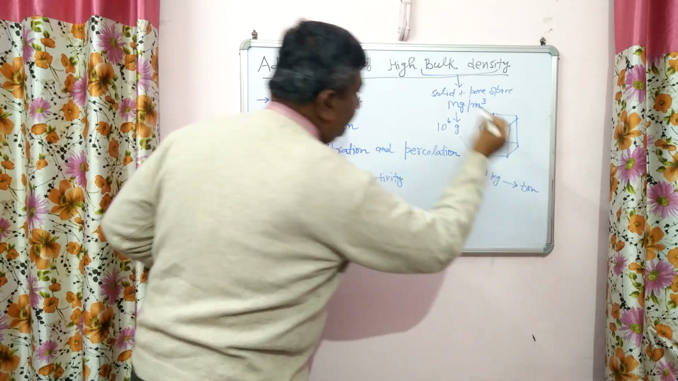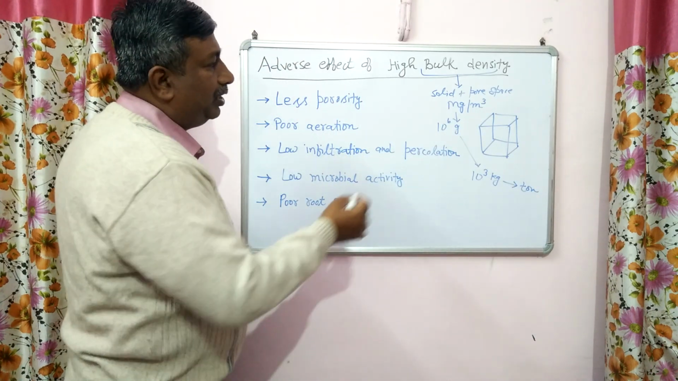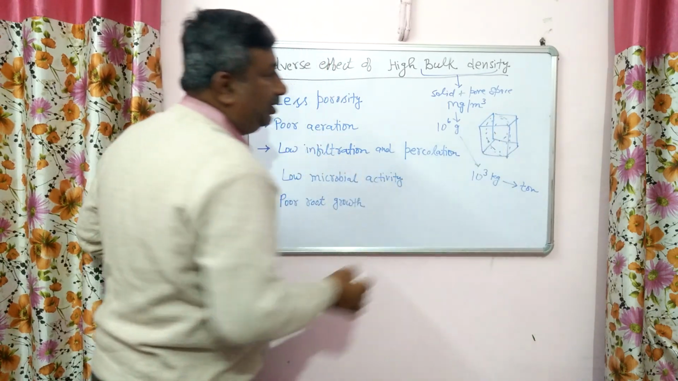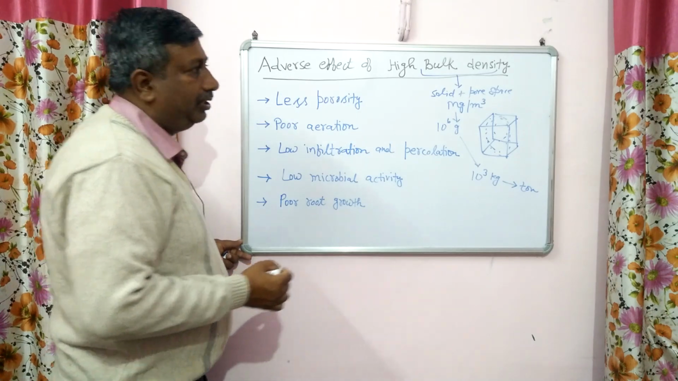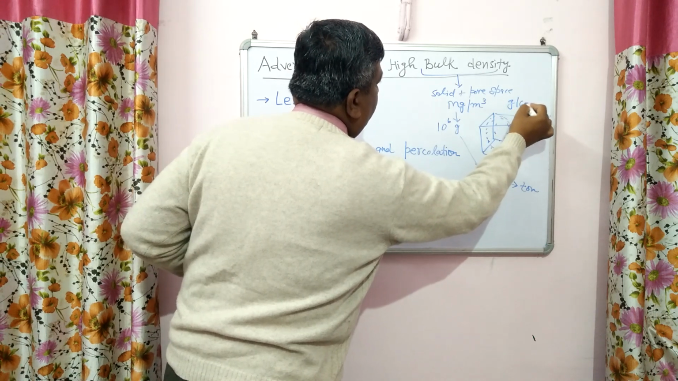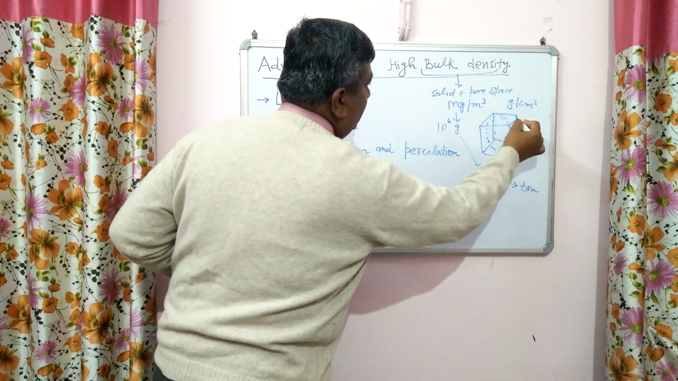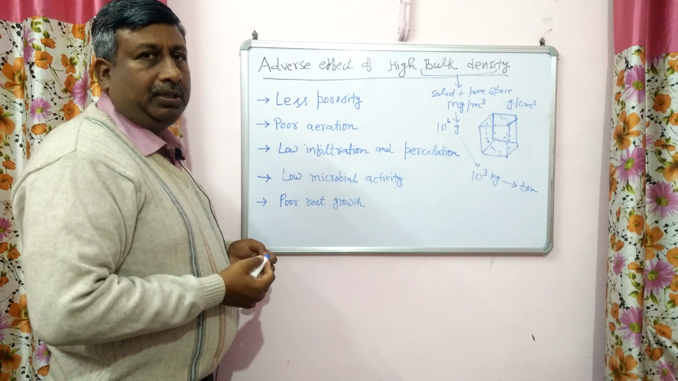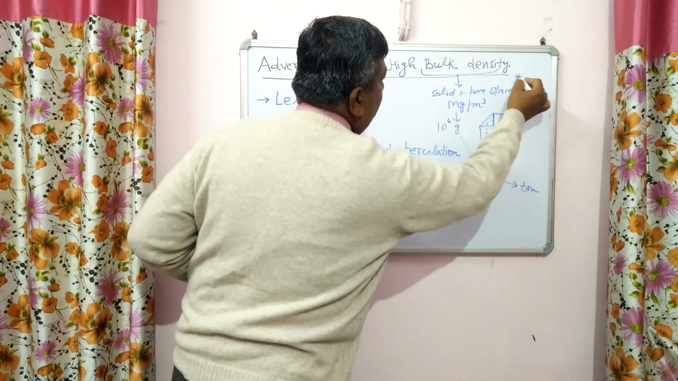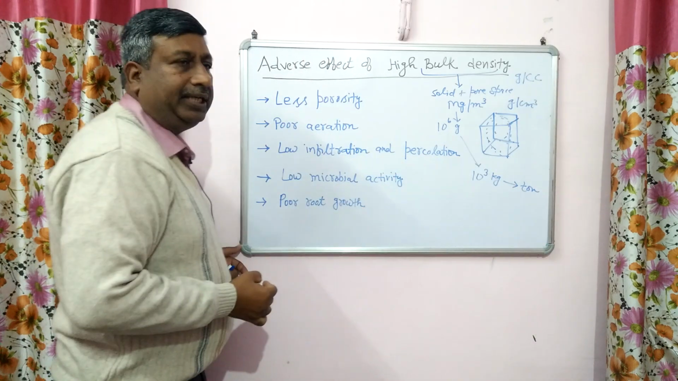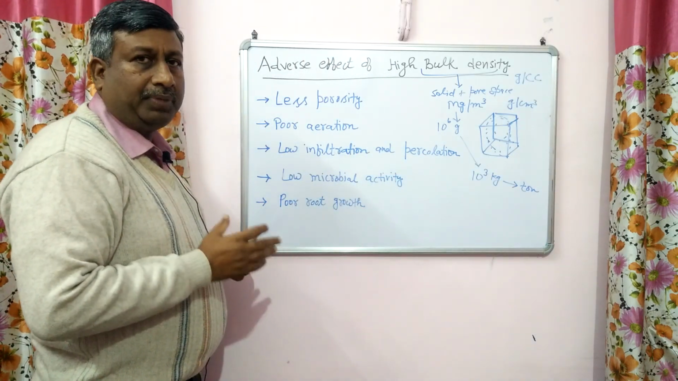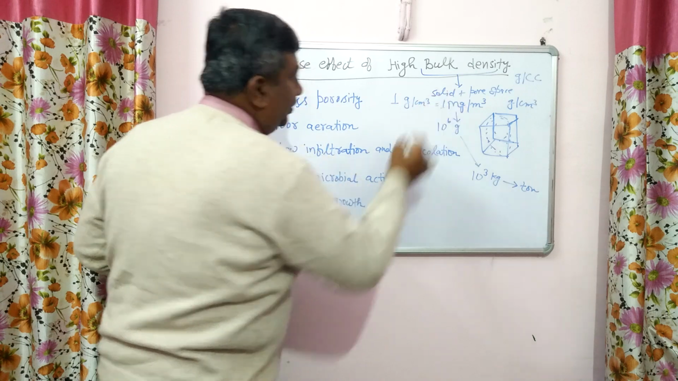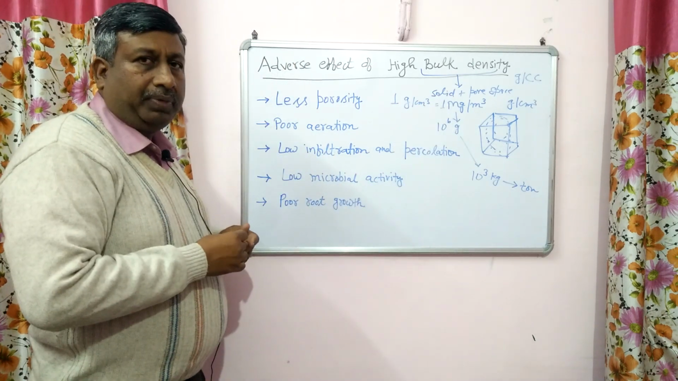So the new unit is megagram per cubic meter, meaning the weight of soil in this volume is the bulk density. And the old unit is gram per cubic centimeter, meaning if it is 1 centimeter length, 1 centimeter width and 1 centimeter depth, and we take the weight, then it is in gram, so gram per cubic centimeter. Cubic centimeter is generally known as cc. So both are equal: 1 megagram per cubic meter is equal to 1 gram per cubic centimeter. This is the meaning of bulk density.